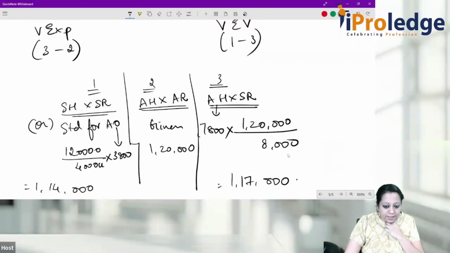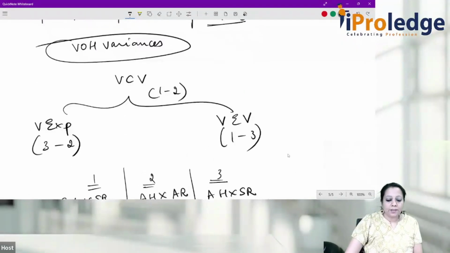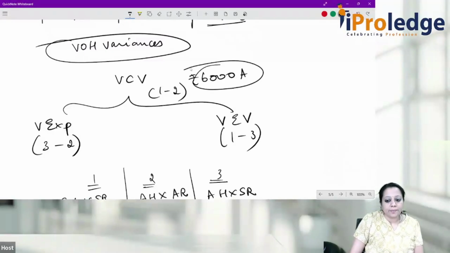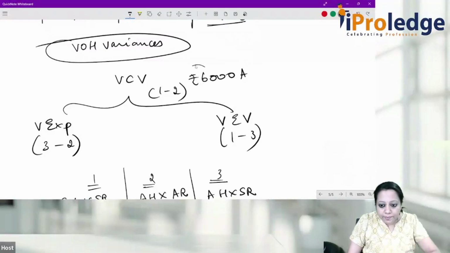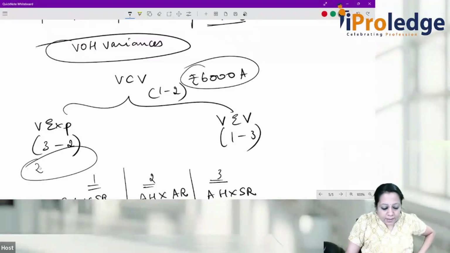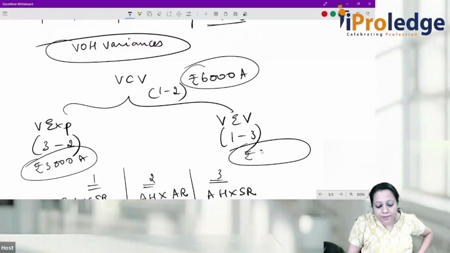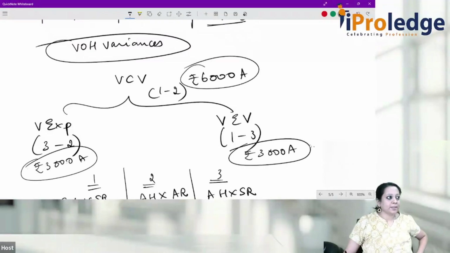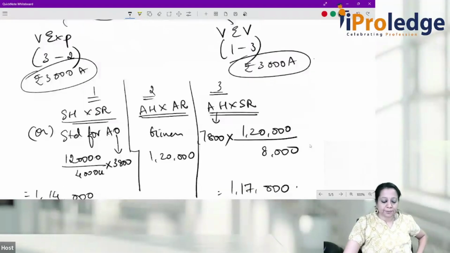So 1 minus 2, 6,000 is adverse. Then the other two, both are 3,000 adverse. Correct? This one is 6,000 adverse. This is 3,000 adverse. This is also 3,000 adverse. I hope everybody is able to understand.